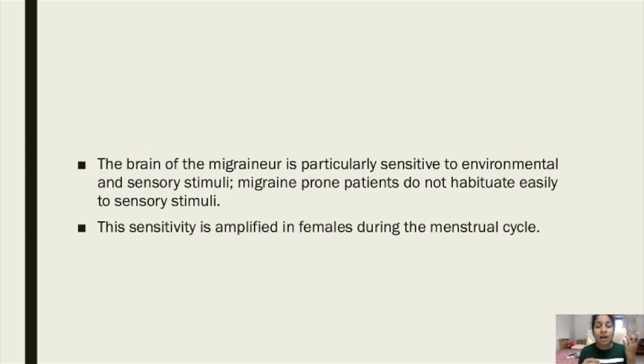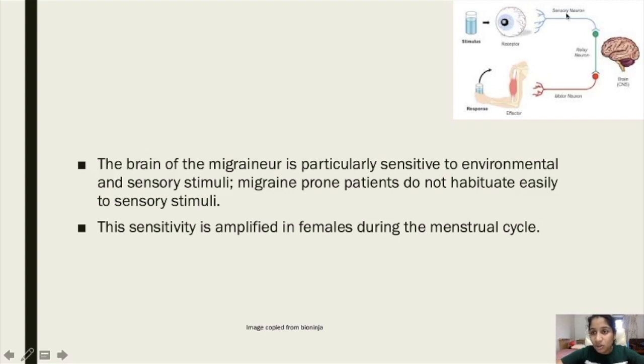So any smell, bright light, loud noise, or sometimes even food is not easy for a migrainer, that is a migraine patient, to adjust to. This sensitivity is amplified in females during the menstrual cycle, maybe due to hormonal changes. Sensory stimuli mean stimulants from the sense organs, and motor stimuli mean those from the muscular system. So the migrainer is particularly sensitive to environmental and sensory stimuli.